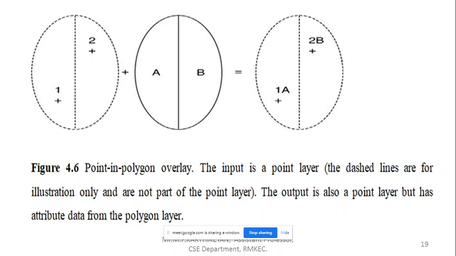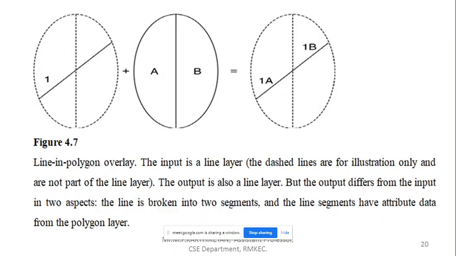This is for points, and if you are taking lines, again the same situation will be there. So 1a and 1b will be given separately. Can you see the difference, how the data actually maps upon the real-time geometric data?